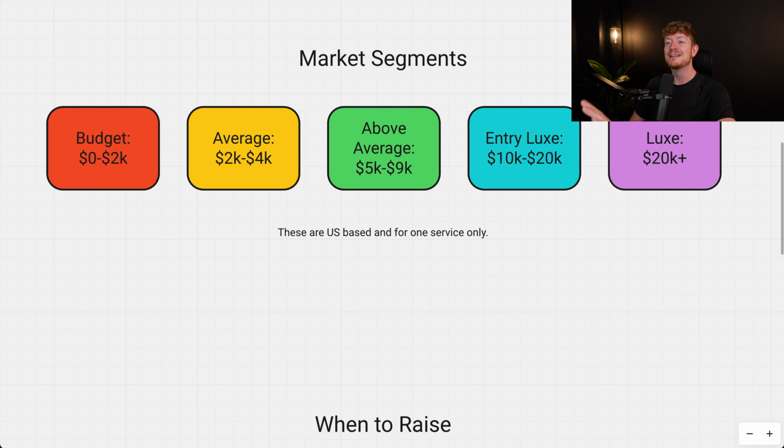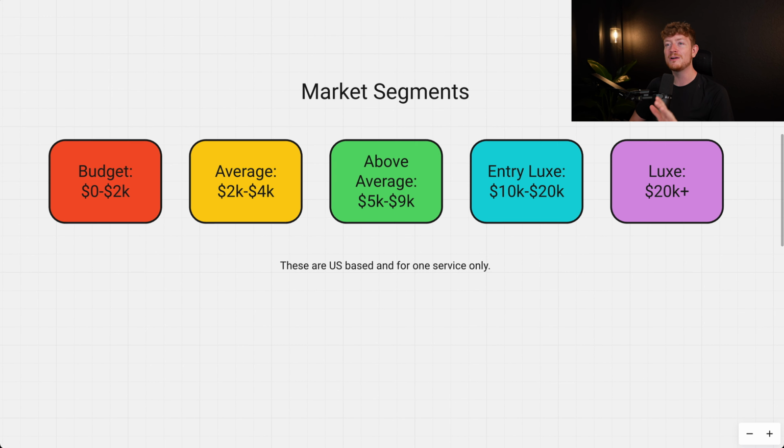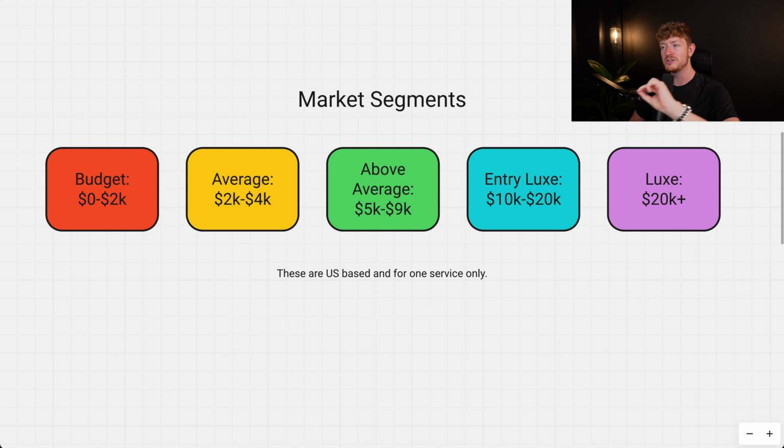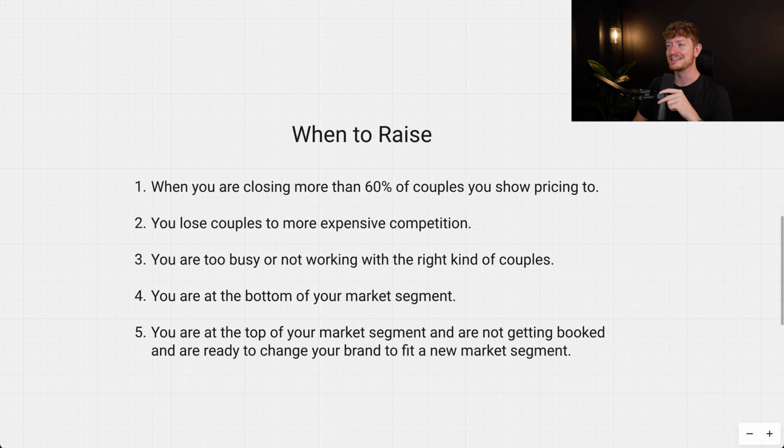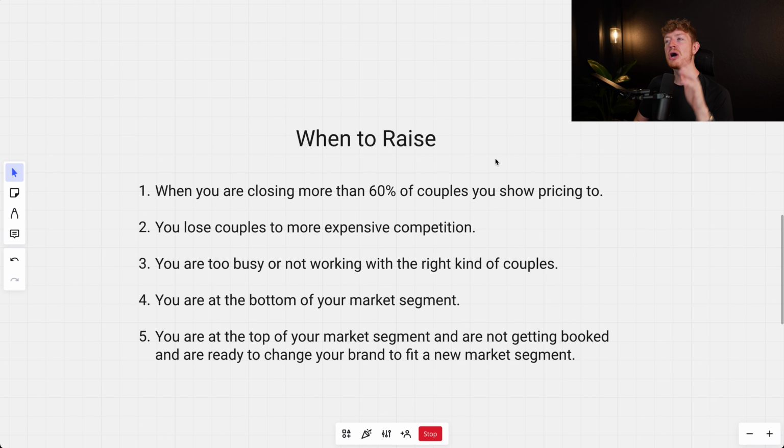So my point is, if you're at the 2K to 4K range and you're cool with that, great. Don't feel bad about that. It's a great market to be in. It's really easy to book between 2 and 4K. And if you want to stay at 5 to 9K and you don't want to go entry lux or ultra lux, cool. Do that. There's nothing wrong with that. Serve your clients. Be happy. Go for it. I just wanted to touch on that because it's something I see and it gets on my nerves.